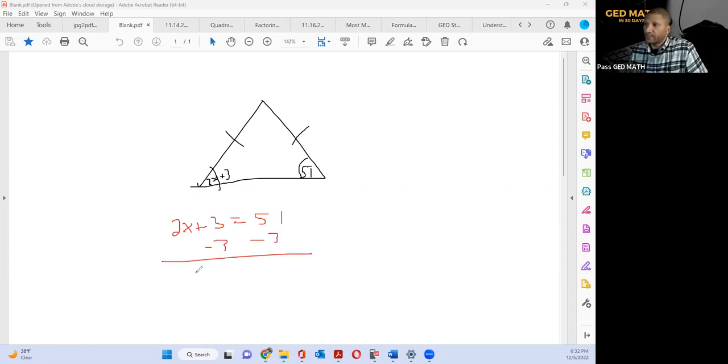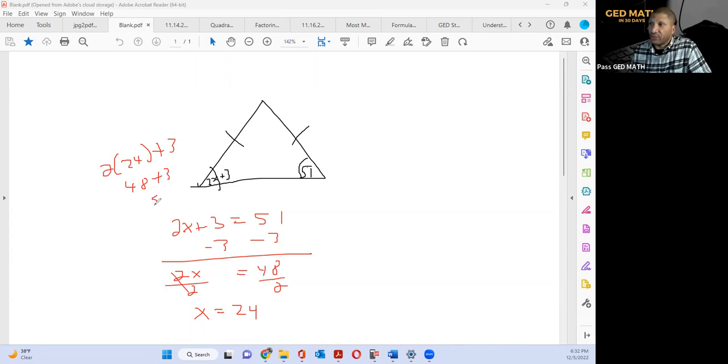Subtract 3 from both sides. 2x equals 48. Divide both sides by 2. X equals 24. If you plug that 24 in, 2 times 24 plus 3, 48 plus 3 is 51. Look at that. Both of those are 102. That makes this angle 78 degrees. So those are the things you want to know about a triangle. By sides, it's equilateral, isosceles, and scalene. If you describe them by angle, it's acute, obtuse, and right.